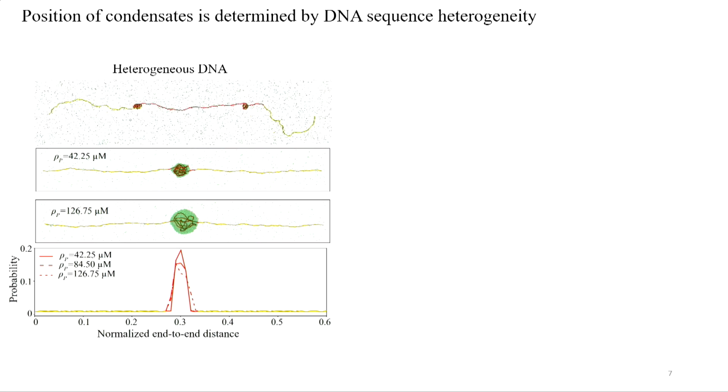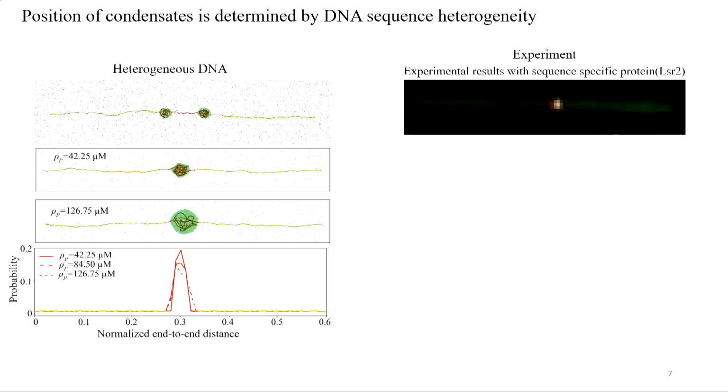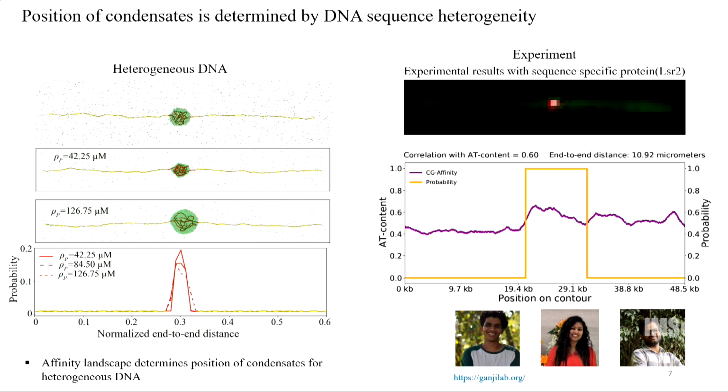For another comparison, for the heterogeneous DNA, we have our collaborators from IIC who do these experiments with DNA and LSR2 protein, which binds to the AT sequence on the DNA. And we found that, in purple is shown the AT content, and as you can see, where the AT content is higher, the condensate is forming right there, just like our model here, where the red regions which have higher interaction with the proteins get compacted in the co-condensates.